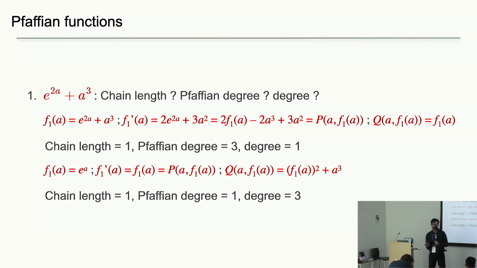Another, perhaps more natural way is to just take the function e to the a in your Pfaffian chain. Its derivative is just itself, so it has Pfaffian degree 1, and then you express the function that you have as a polynomial of e to the a and the variables. In this case, the degree is larger with the Pfaffian. So there are multiple ways to express this, and each way will give you a different bound.